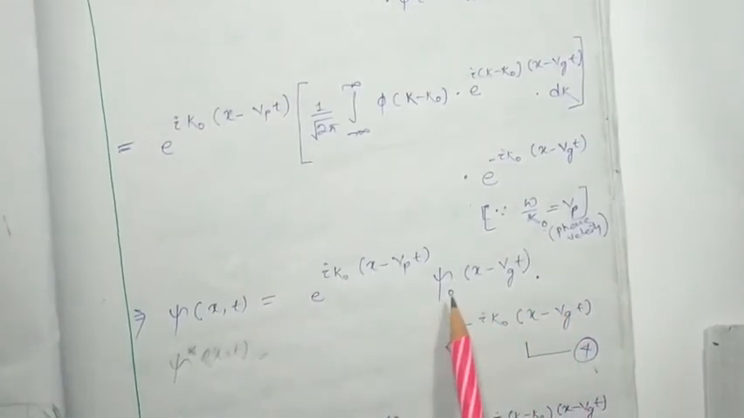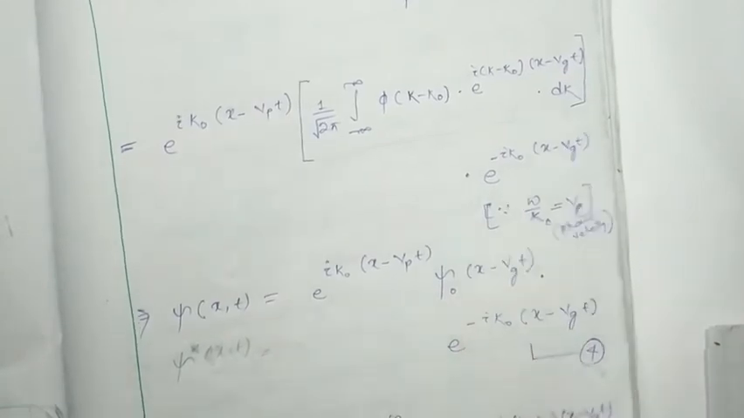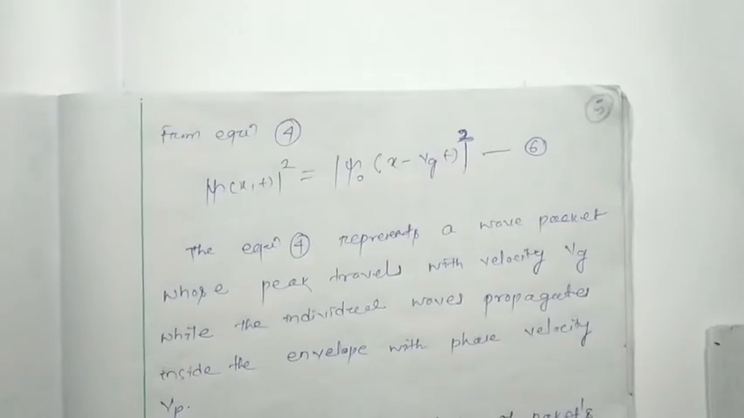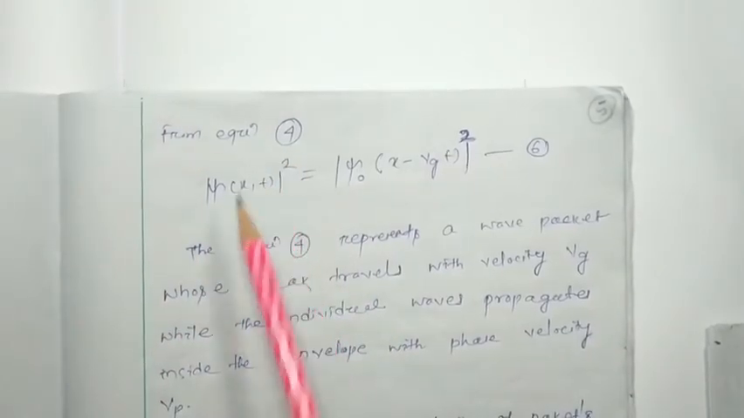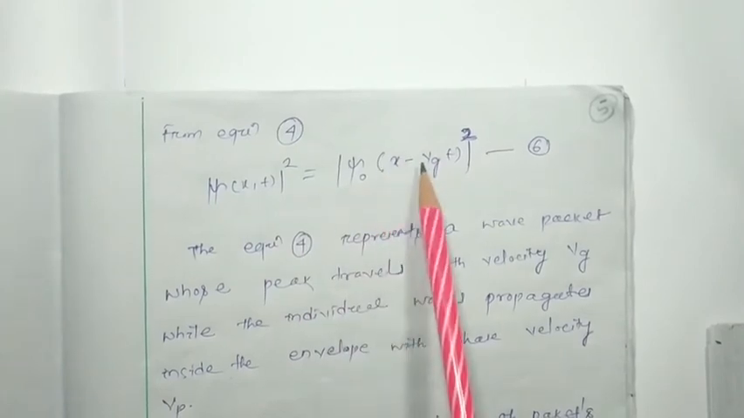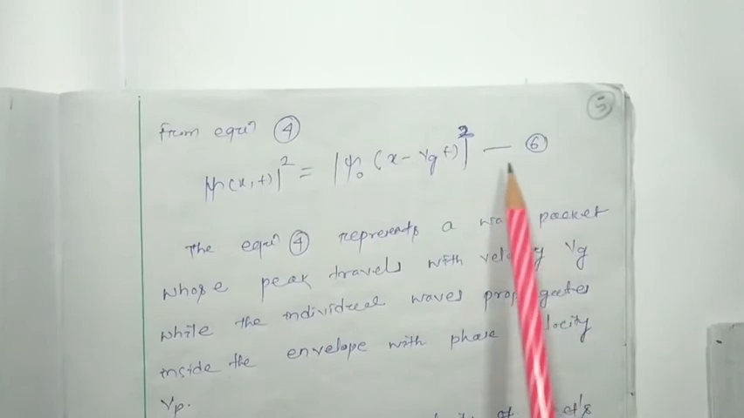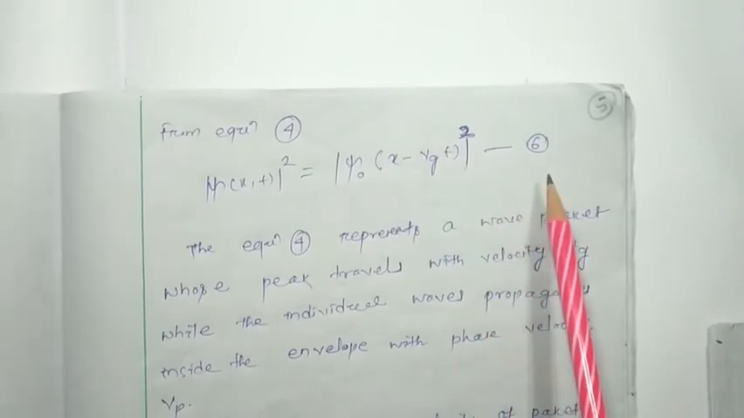Now it will be mod psi 0 (x minus vgt) squared. Same thing I have written over here. From equation number 4 we can find mod psi(x,t) squared will be equal to mod psi 0 (x minus vgt) squared. Okay, let this be equation number 6.